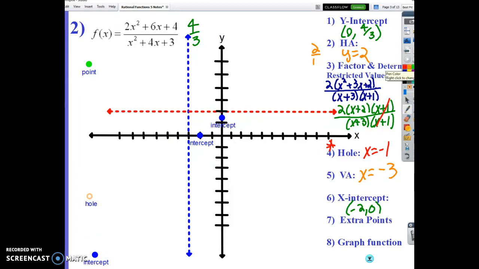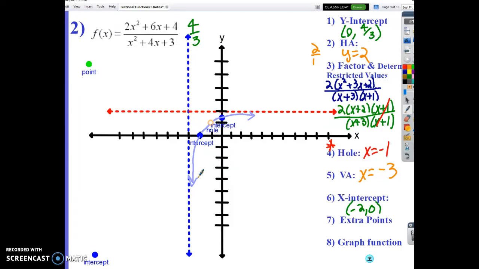Now we can go ahead and plot the right side of our graph. And we need to remember that hole is at -1. So I'm actually going to bring that over. It should go somewhere about right there. We're going to get our graph looking just like this for the right side.